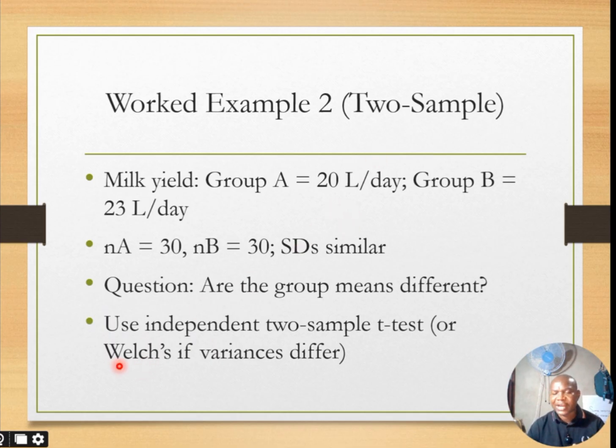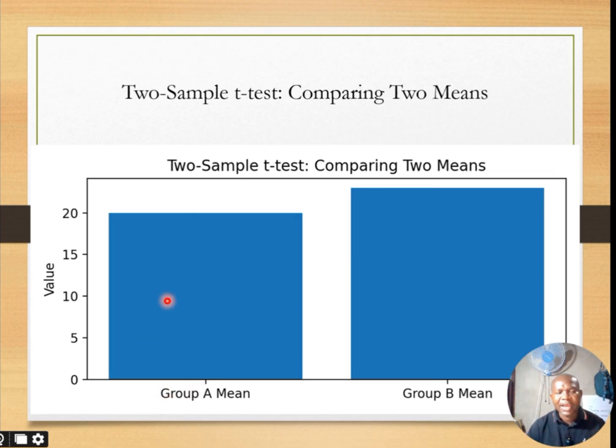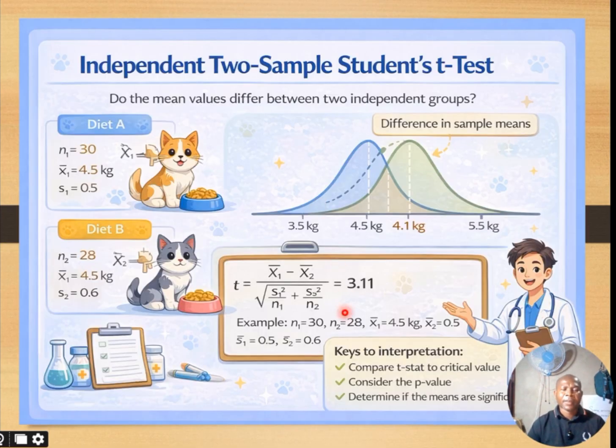The Welch test provides us an alternative wherever the variances of the two groups are different. Here we have it in our charts. The first group A mean, we compare it with group B mean, and then we want to look at this difference we are seeing between the two means. Are they statistically significant? Here again is an illustration of all what we have been talking about, the two sample student t-test.